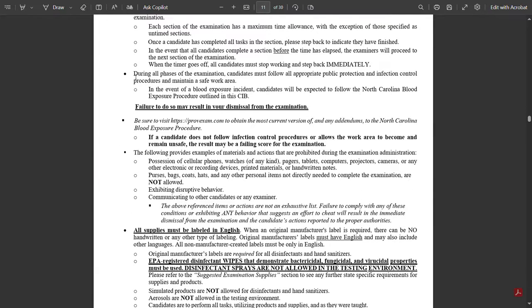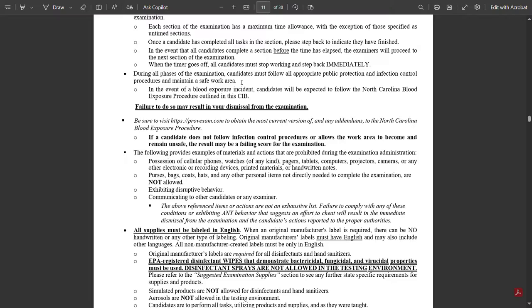During all phases of the exam, candidates must follow all appropriate public protection and infection control procedures and maintain a safe work area. So what this means is that throughout the exam, whether you're lecturing or demonstrating, you are following sanitation procedures when it comes to your tools, your implements, and how you're going about everything.